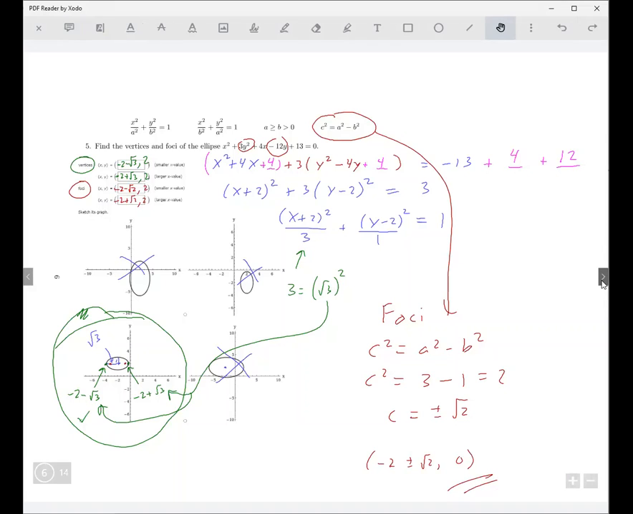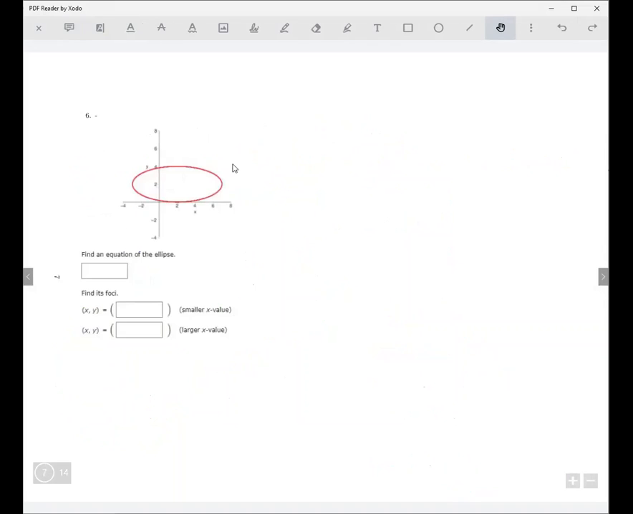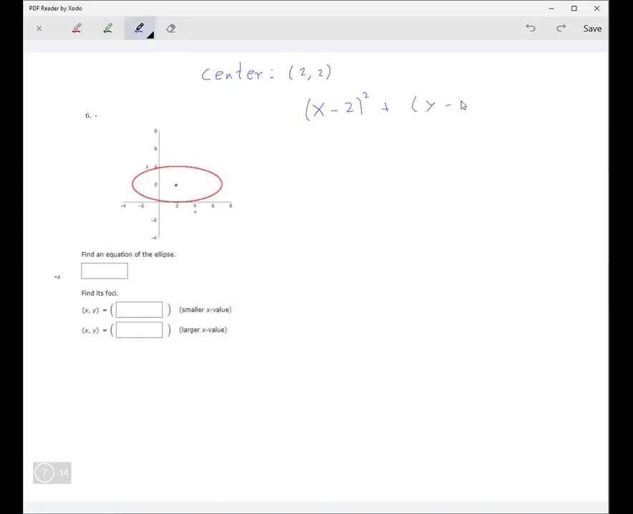Okay, let's move on to the next one, another ellipse. Here we're supposed to just find the equation for the ellipse. So we can start with the center. What are the coordinates for the center? That looks like 2, 2, right? So that means that the numerator will be these.